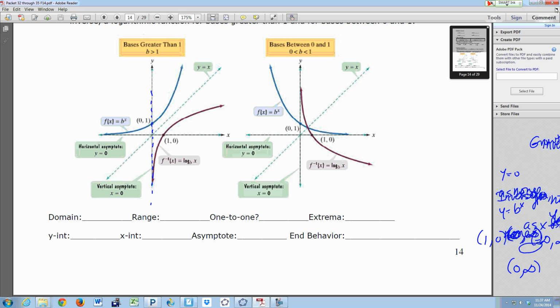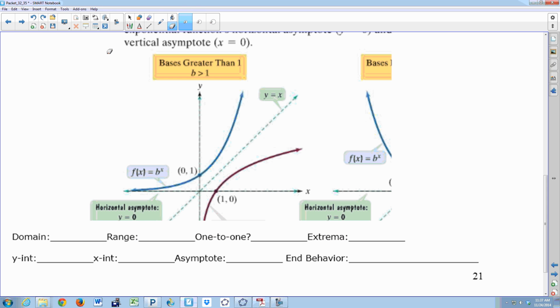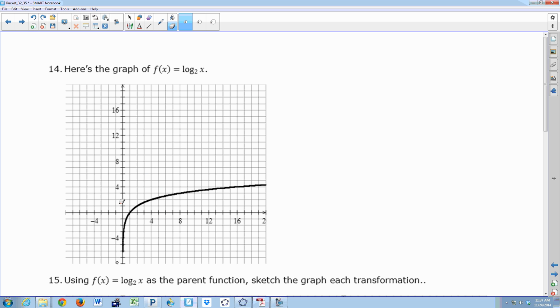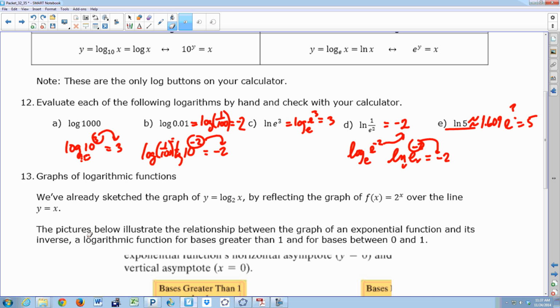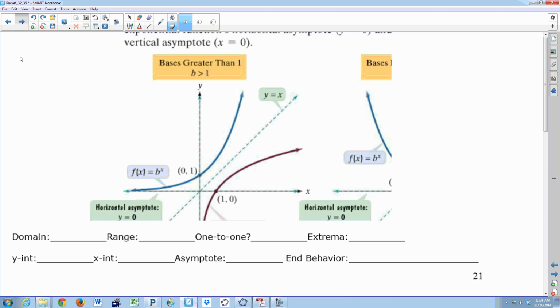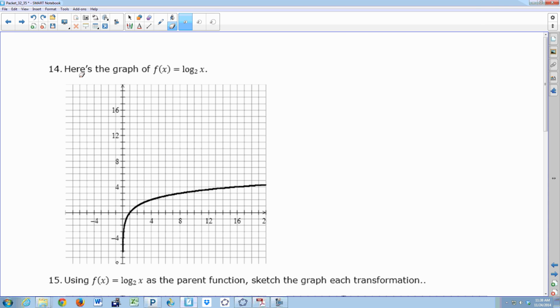So let's take a look at a couple more problems and then we can go into your group activity for today. Am I missing anything here? Nope, we're going right to 14. Okay, so here's 14. We've already seen this several times.